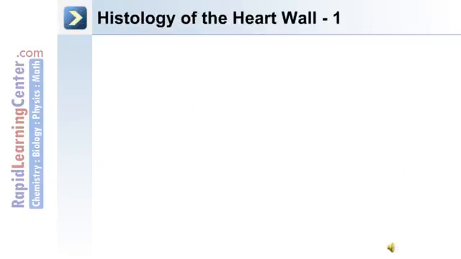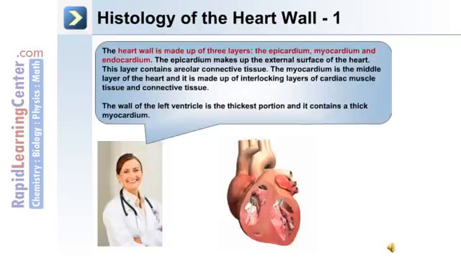The histology of the heart wall. The wall of the heart is made up of three layers: the epicardium, myocardium, and endocardium. The epicardium makes up the external surface of the heart, and this contains areolar connective tissue. The myocardium is the middle layer of the heart, and it's made up of interlocking layers of cardiac muscle tissue and connective tissue. The wall of the left ventricle, for example, is the thickest portion, and it contains a thick myocardium.